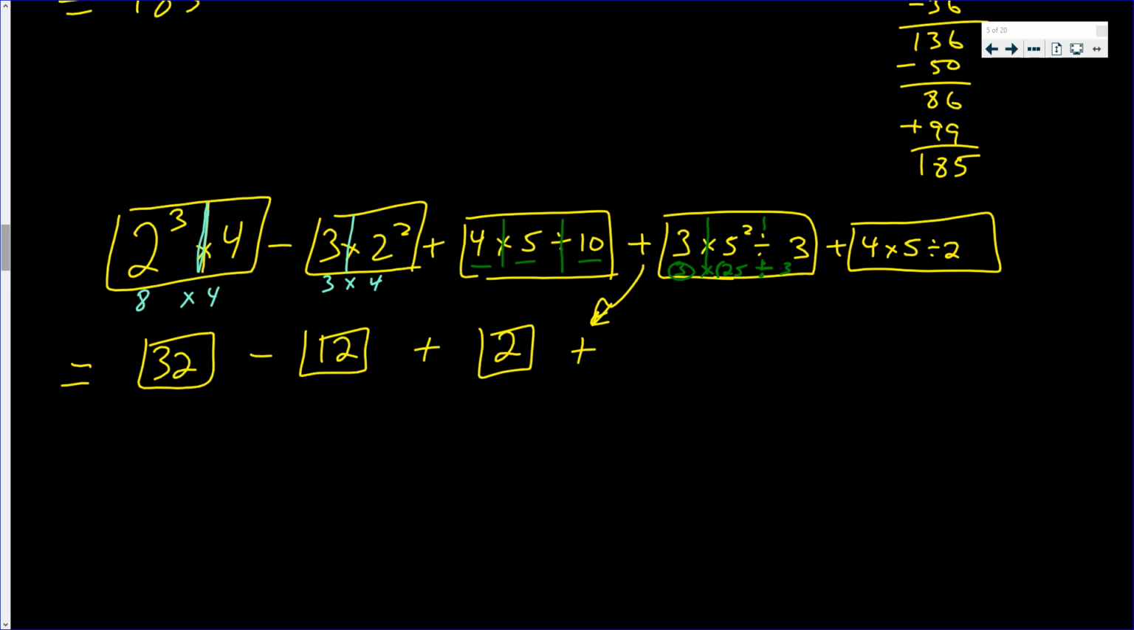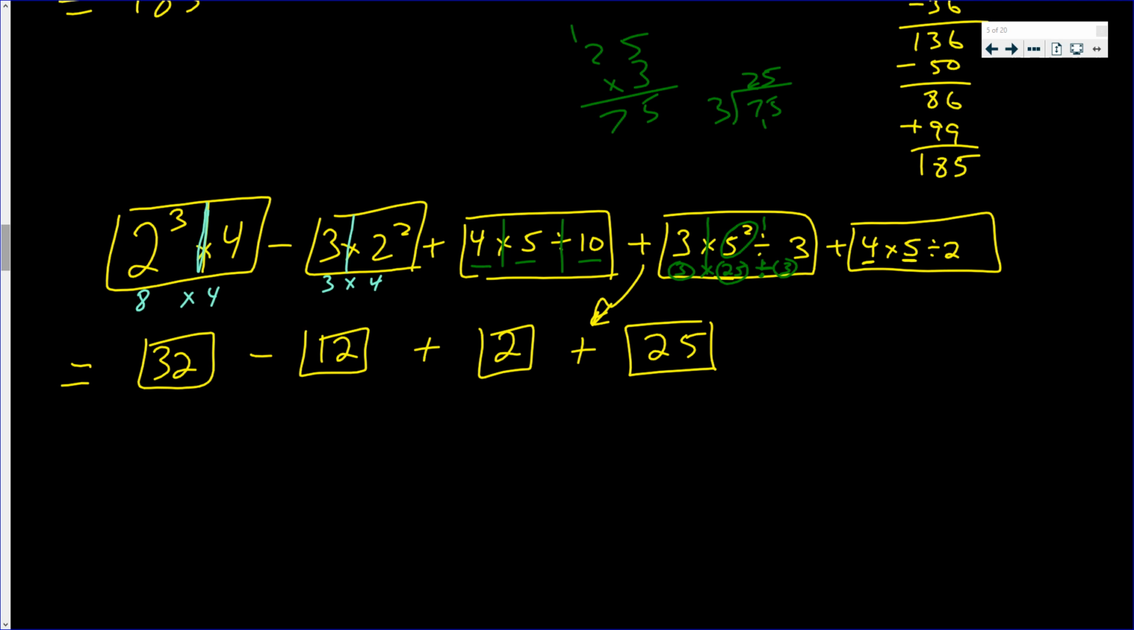So I have the values of each factor. It's no longer this complicated thing. I'm doing 3 times 25. You can work it out if you have to. You get 75, and then when you divide it by 3, you get 25. So that factor happens to be 25.